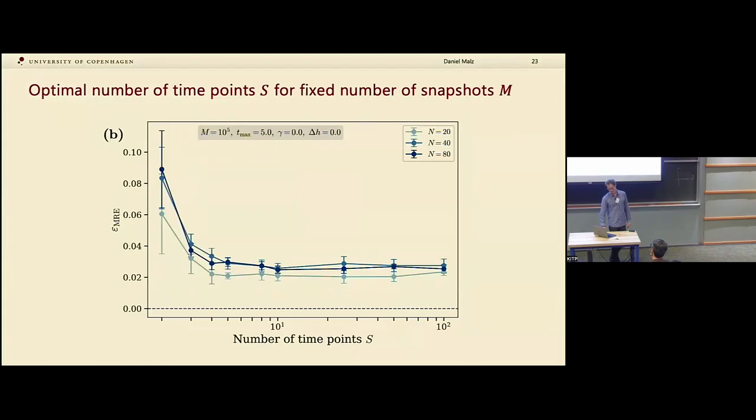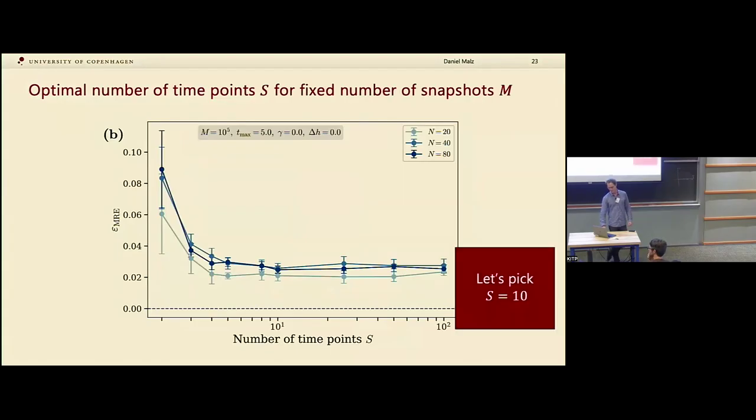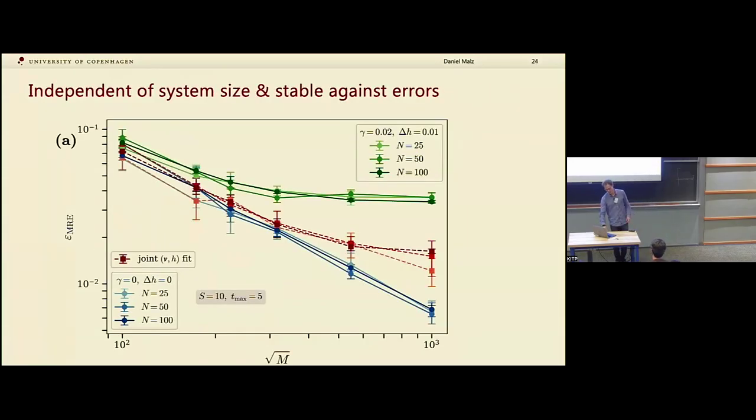Then you can ask how many time points do I need? And you see that at some point you get diminishing returns from sampling more finely. The important thing here is we fix the total number of snapshots. So if you sample more finely in time, at each point in time you get fewer snapshots. So your data gets worse, but you get more points in time. At some point there's just this trade-off and you don't gain anything anymore. So we just pick some fixed S. And then this is the main result.